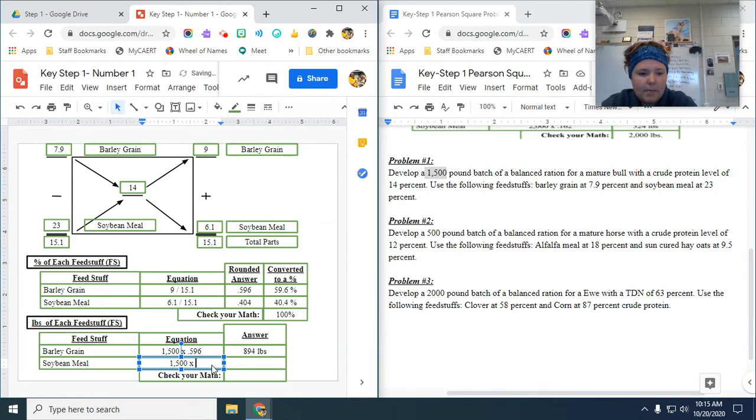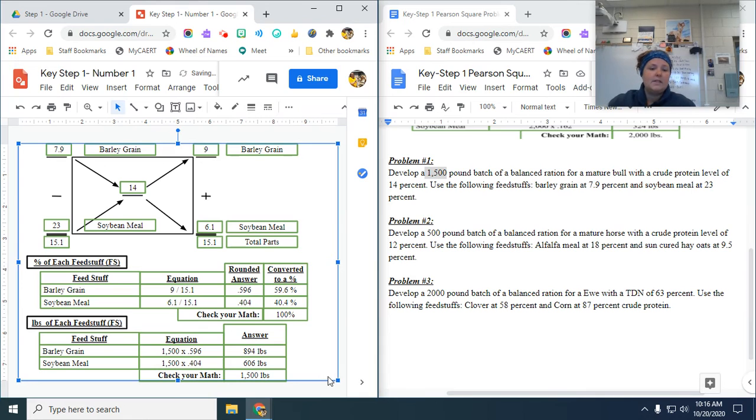We're going to do the same thing again. 1,500 times that number that was up here. Remember, we're keeping with that rounded number. We don't want to use that percentage. 0.404, okay? So 1,500 times 0.404, and we get 606. A quick check of the math. 606 plus that 894, we get 1,500, and we know that we have done this correct. So that's it. Once you're to there, that's it for these steps.